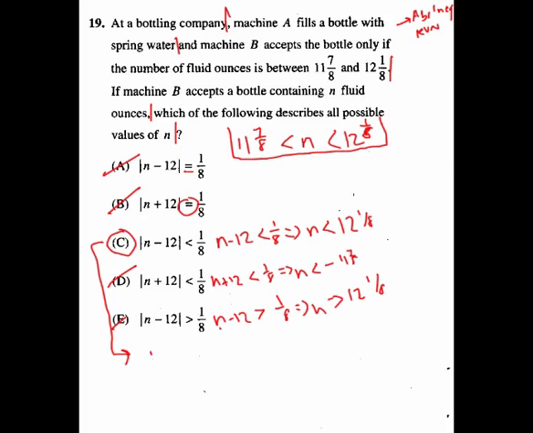The second step is writing down what you see, flipping the sign, negating the other side. Okay? We move the 12 to the other side by adding. You're going to get N is greater than 11 and 7/8. That works out here, and the first equation worked out here. So definitely the answer here is C.